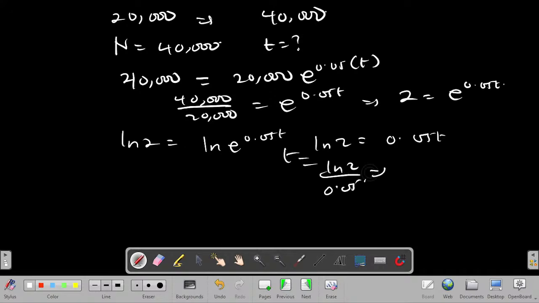And what will be the answer? ln 2 over 0.05. That is 13.8, so let's say 13.9 years. As simple as that. So this is a typical application of first order differential equations, and it is a good problem.